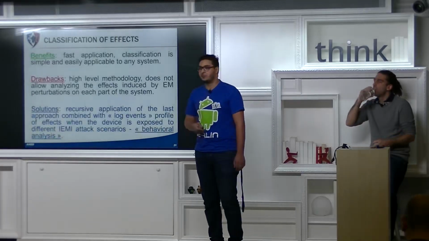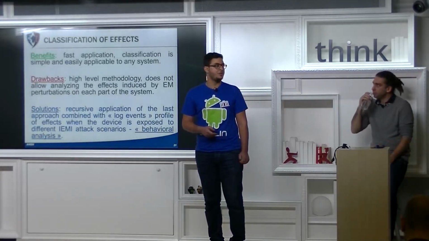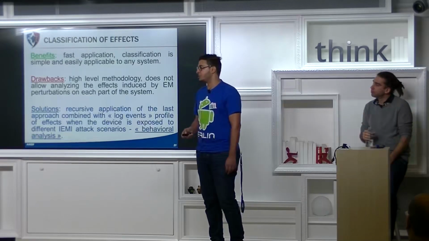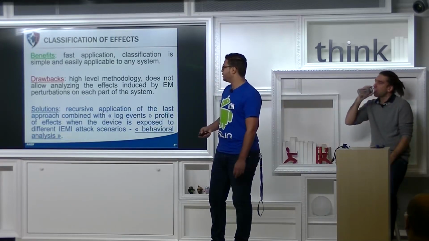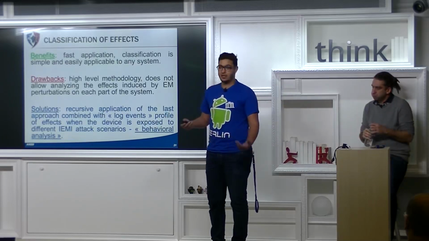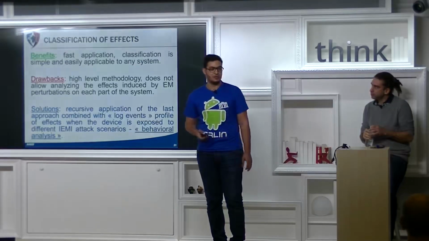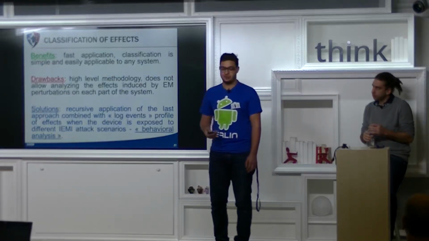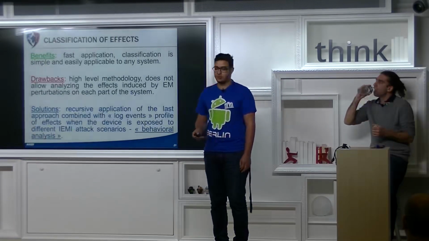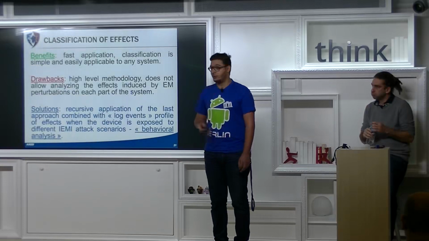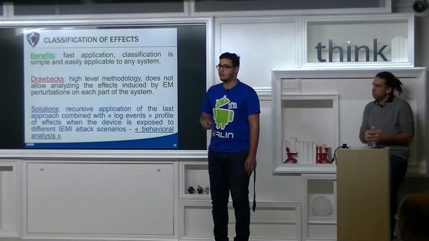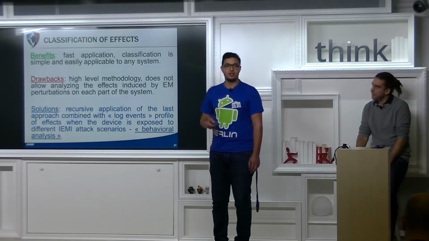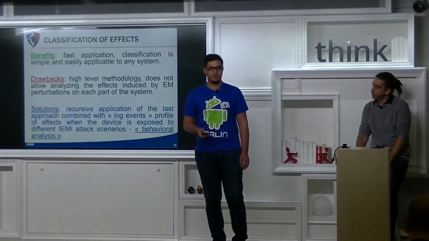We applied these methods in the characterization of the susceptibility of computers, and we have seen that it's really easy to apply these classifications. We will show you some results a bit later. But the main drawback of this technique is that it's a high-level methodology, and it does not allow analyzing the effect induced by electromagnetic perturbations on each subcomponent of the system. The solution we have found is to recursively apply this technique combined with log events, and to record and analyze them in real time during parasitic exposure, so that we are able to analyze the behavior of the system when exposed to the parasitic field.